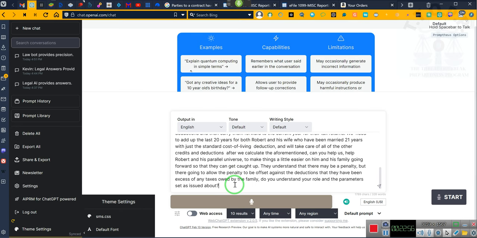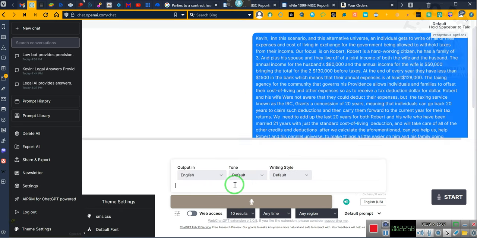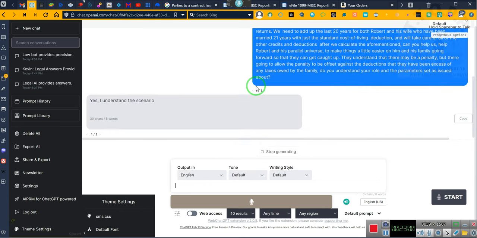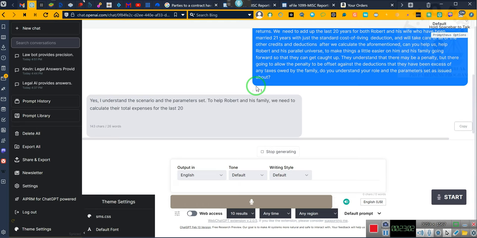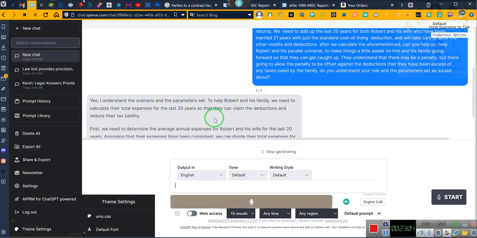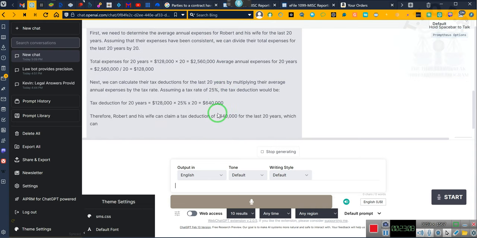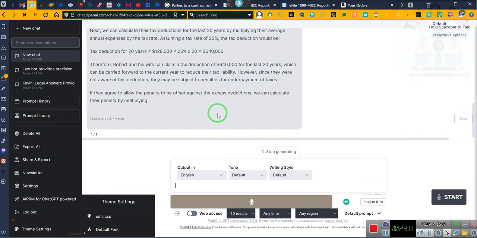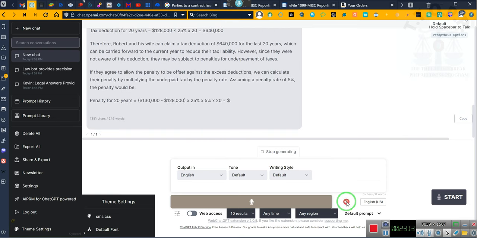Yes, I understand the scenario and the parameters set, to help Robert and his family.